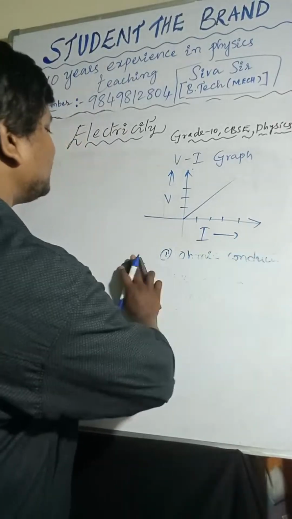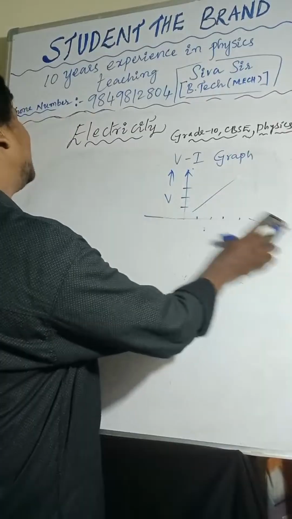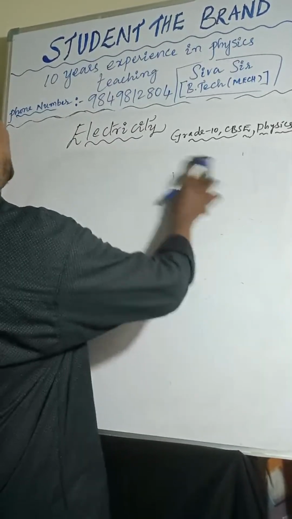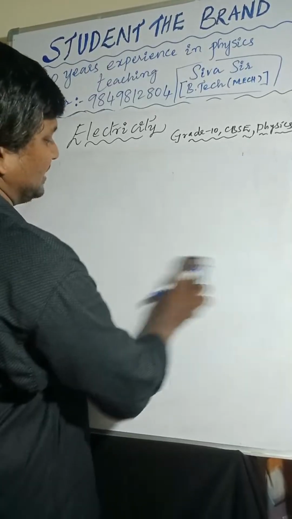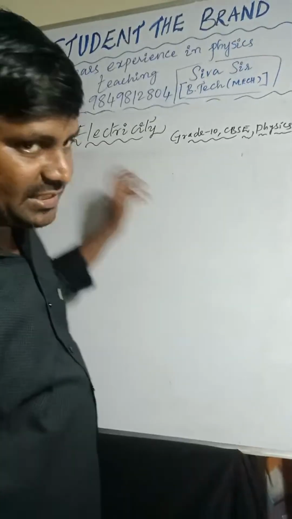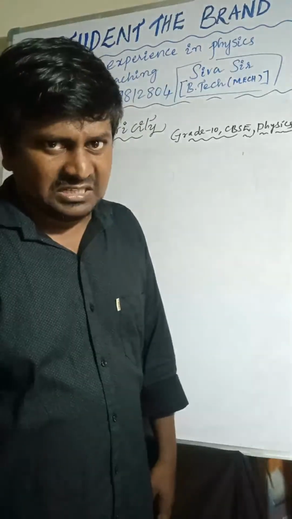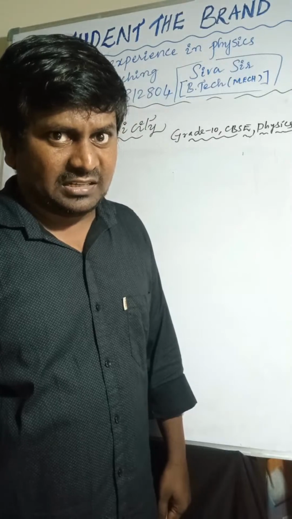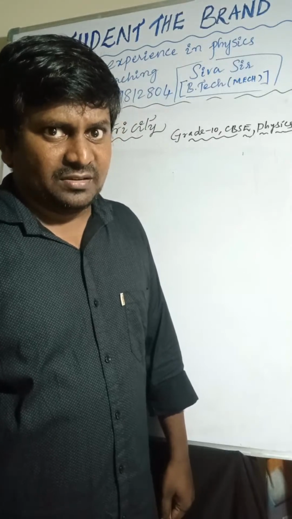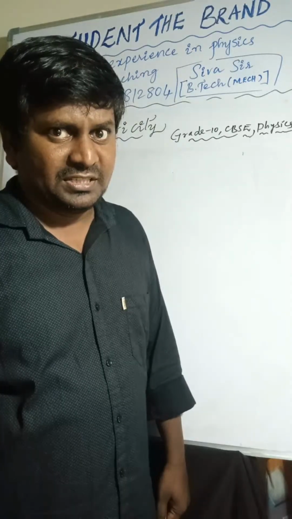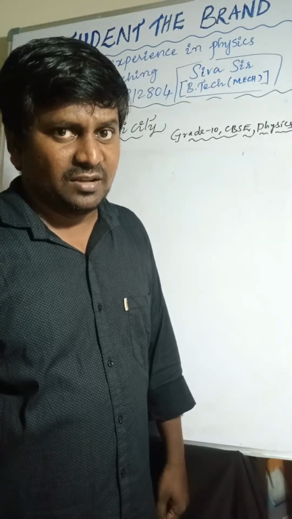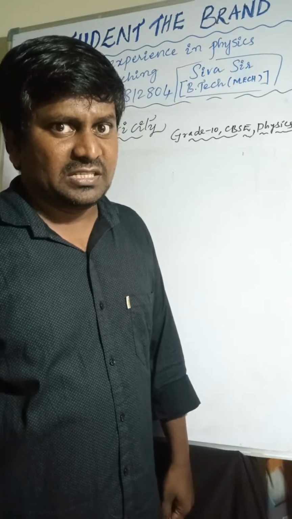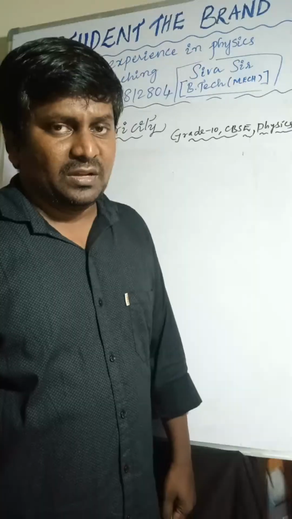Next one, resistance. Resistance is the phenomenon of opposing the electric current. The SI unit of resistance is ohm.